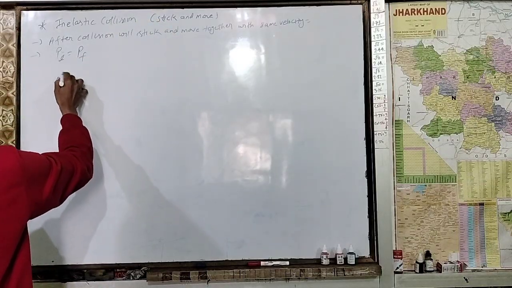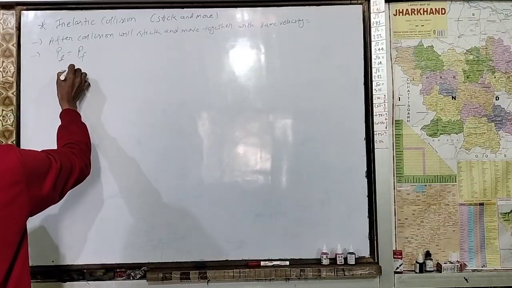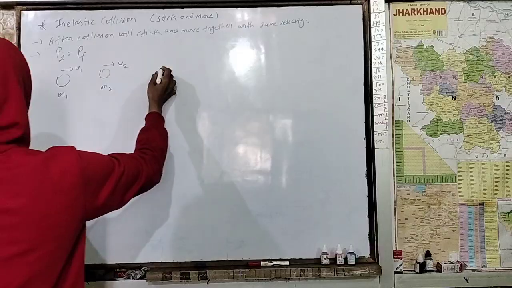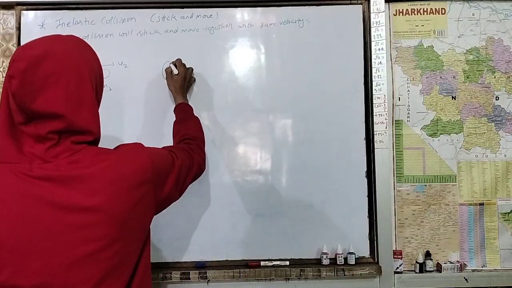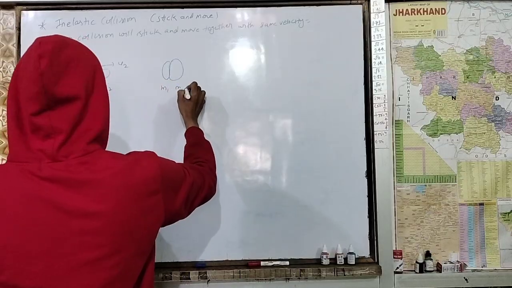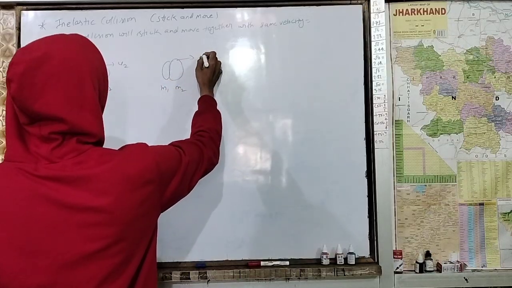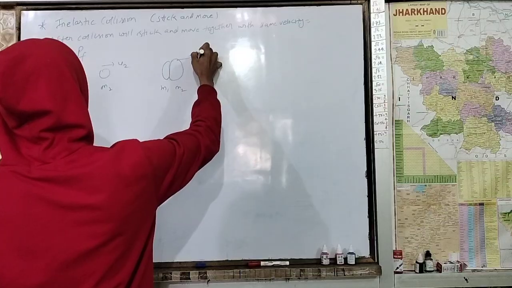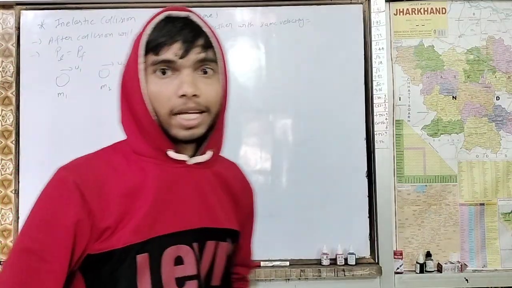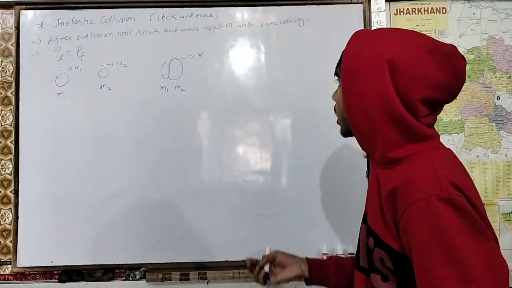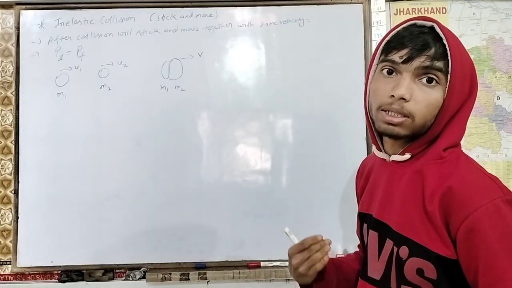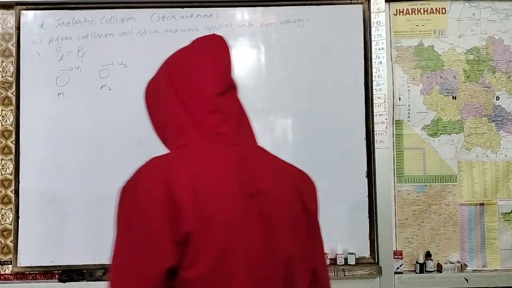Let's visualize this: m1 with velocity u1, m2 with velocity u2. After collision, both are stuck together like this, m1 and m2. If after collision both are stuck and moving with the same velocity, this is known as inelastic collision. After collision, the velocity for both bodies will not be different, will not be separate.